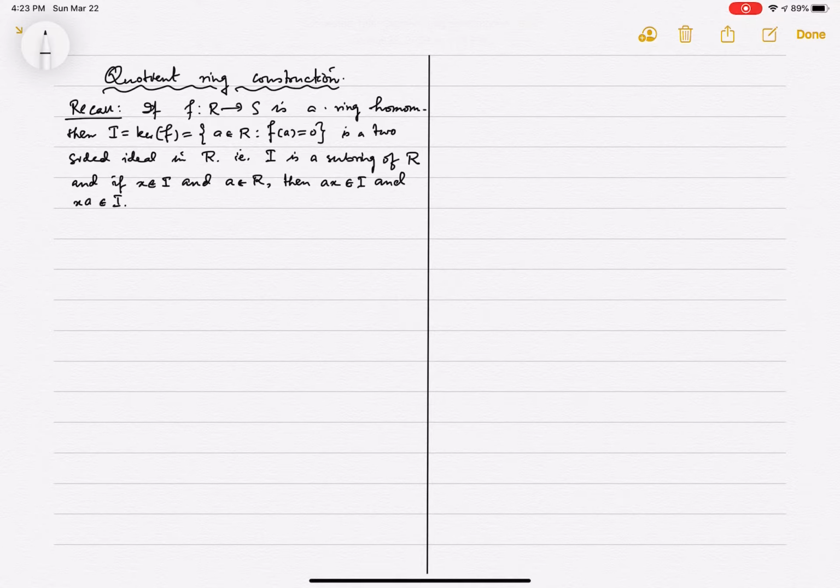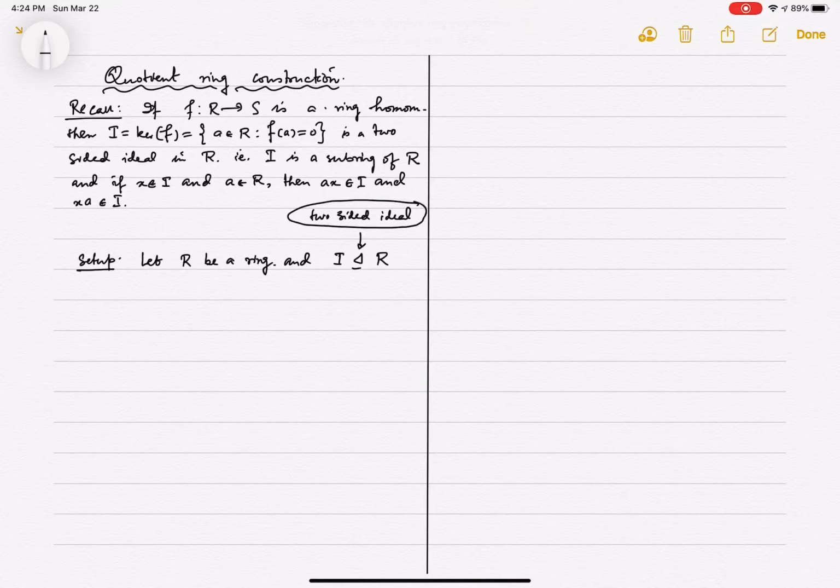So here's the setup now. Let R be a ring. Let I be a two-sided ideal. And I want to construct a new ring called R mod I and a surjective ring homomorphism from R to R mod I called the quotient homomorphism.